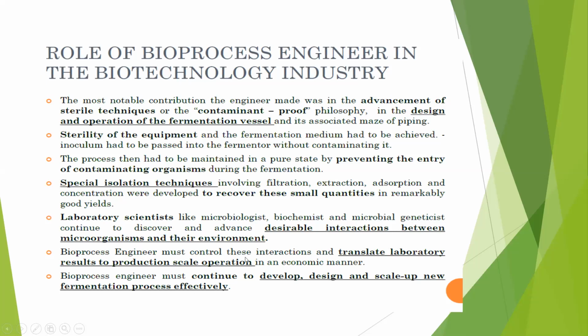That can be done by interacting with the laboratory scientists like microbiologists, biochemists, and microbial geneticists, okay. And then a bioprocess engineer must control these interactions and translate laboratory results to production scale operation, okay. The microbiologist, biochemist, and microbial geneticist will give only the lab scale reports. So the function of a bioprocess engineer is that the lab scale reports have to be converted to pilot scale for the production, okay. And then the bioprocess engineer must continue to develop, design, and scale up new fermentation processes effectively. He should know all this. So this is the role of a bioprocess engineer, okay.